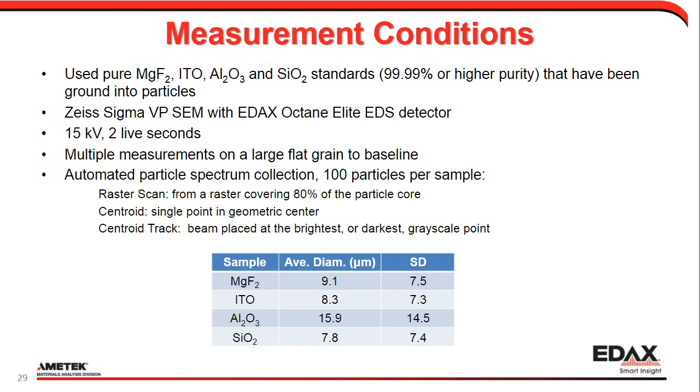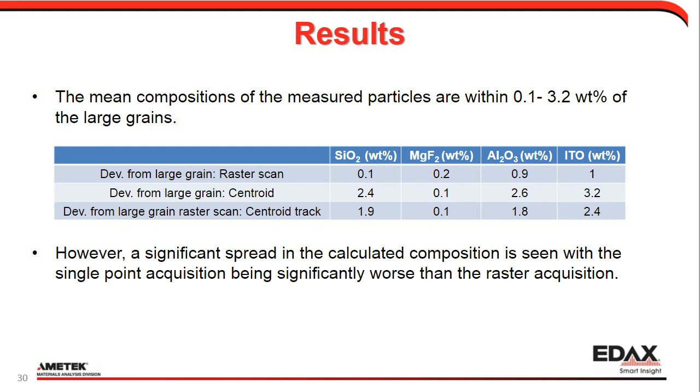The mean compositions of the measured particles are within 0.1 to 3.2 weight % of the large grains. In this table, the first row shows the deviations from the large flat grain, the true composition, for raster scan. The second row shows centroid. The third row is for centroid track. We see single point acquisition is worse than the raster acquisition.